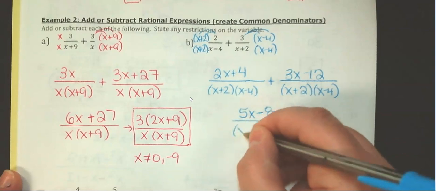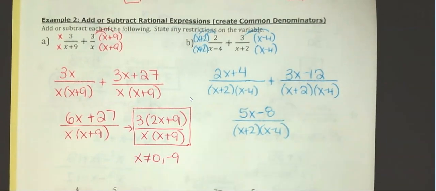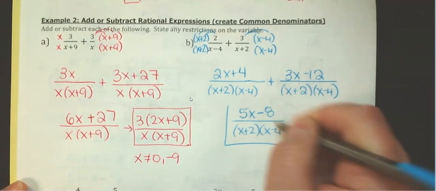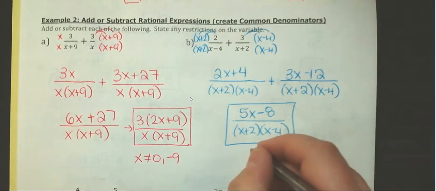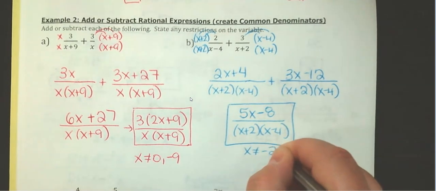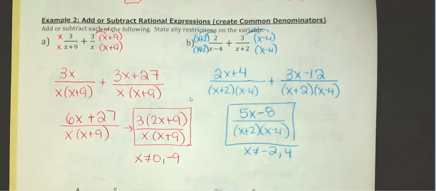And then I've got the x plus 2, x minus 4 on the bottom. And 5x and 8, that doesn't have anything in common. So this is just going to be our answer. There's nothing I can factor on the top of that at all. So that's not going to simplify any farther. But we do have some restrictions. We don't want x to be -2, and we don't want x to be positive 4. Those would both make our denominator 0. Does anybody have any questions?